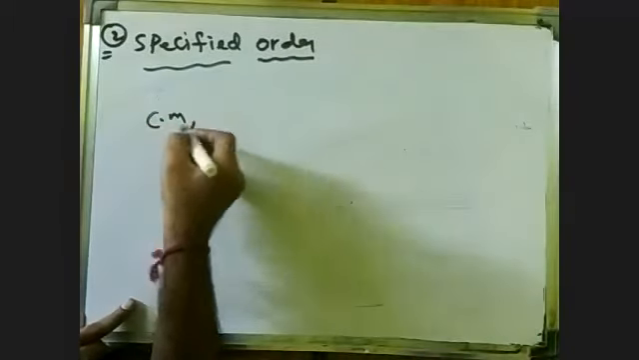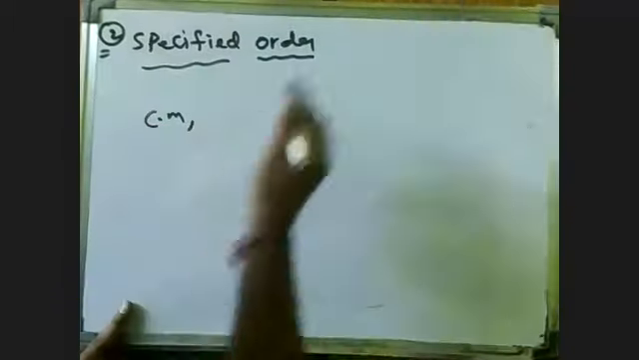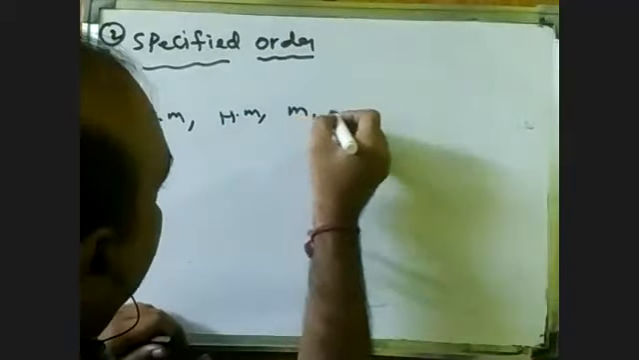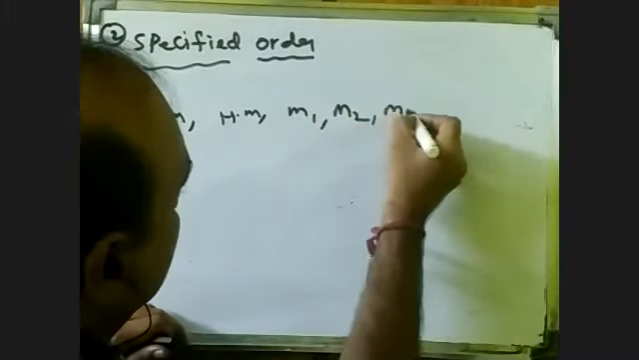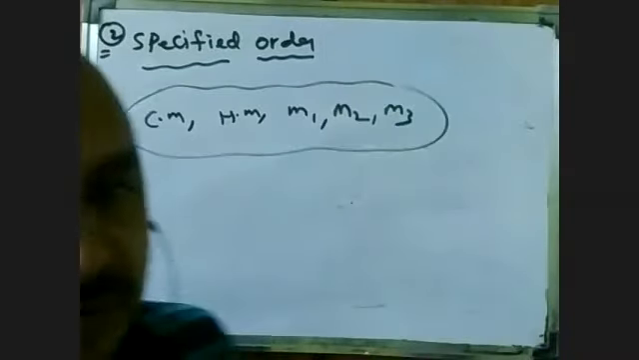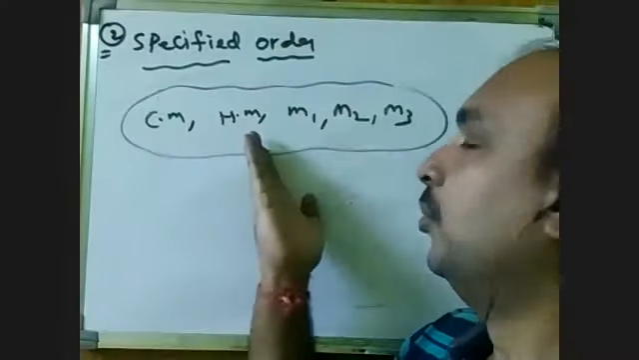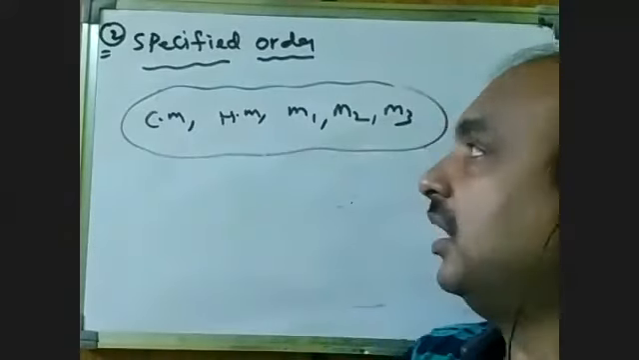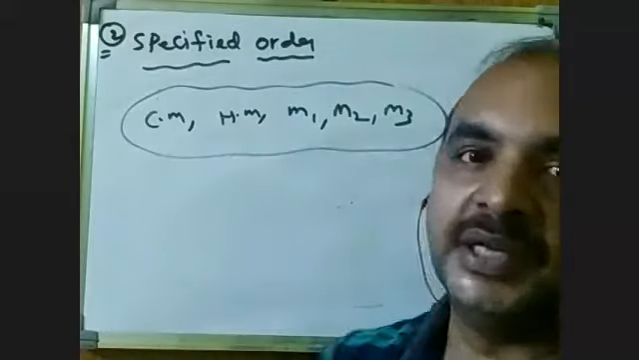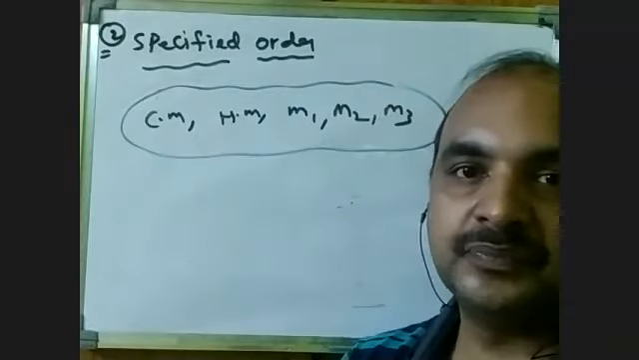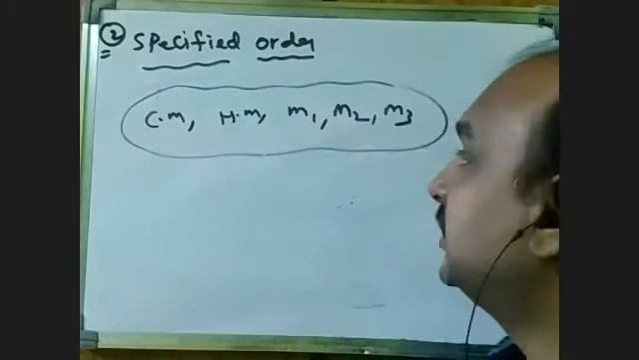There are the CM and the Home Minister, and remaining there are 3 cabinet ministers. There are 5 members. CM, Home Minister, and 3 remaining cabinet ministers. Totally there are 5 persons in a public meeting. Let us suppose there are 5 members in a public meeting.